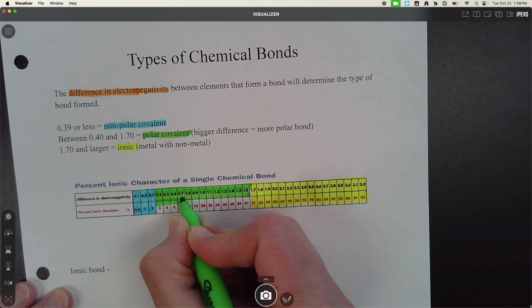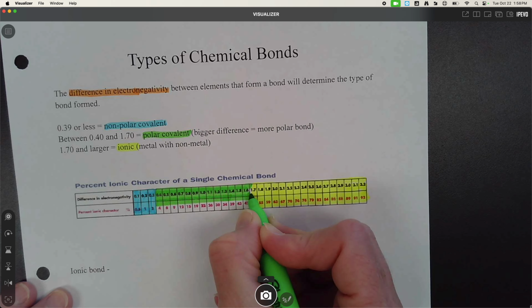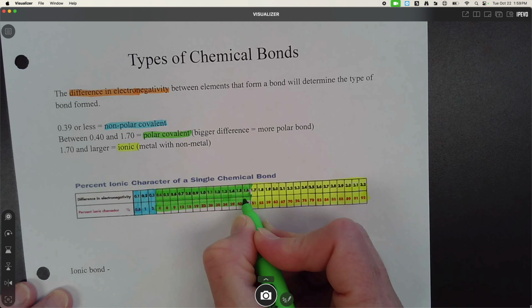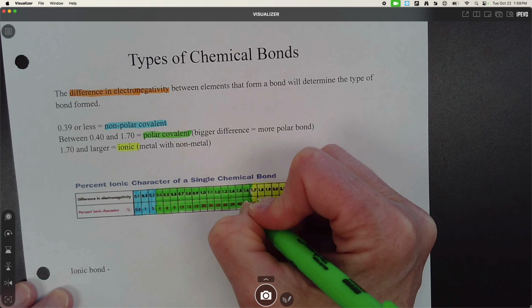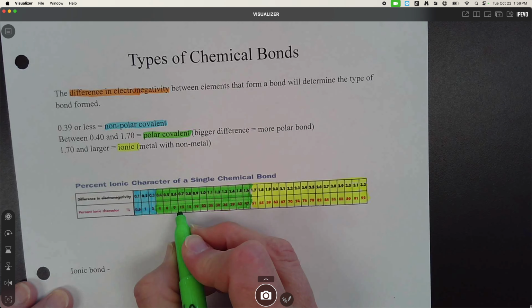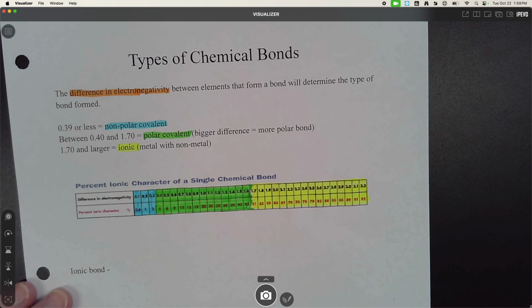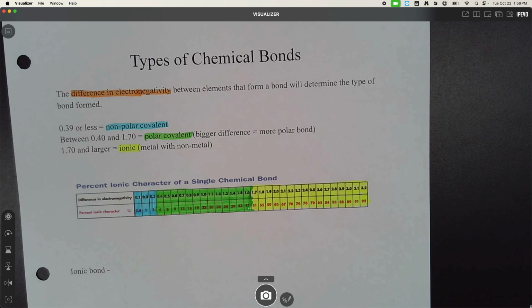Starting with an electronegativity difference of 0.4 and going up until it gets to be about 1.7, we have bonds where the electrons are shared, but they're not shared equally. So we're going to look at the three possibilities here.